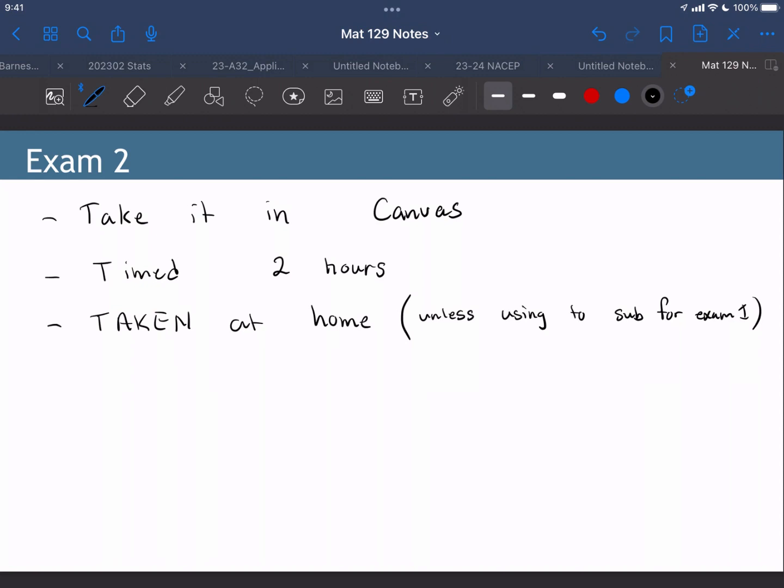And by the way, because you're taking it at home, it's open book, open note, and all that stuff, right? But having said that, if you are looking every single question up in your notes or in the book, it's probably going to take too long, and you're probably not going to finish, and you're going to lose points. So you still need to study, you still need to know what you're doing, otherwise you're going to run out of time.